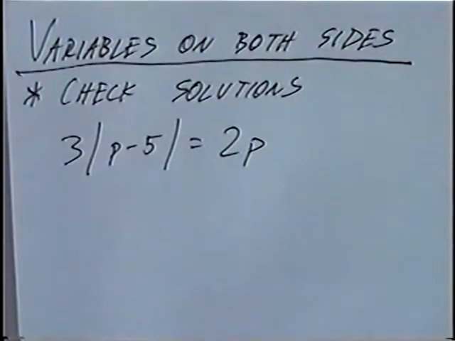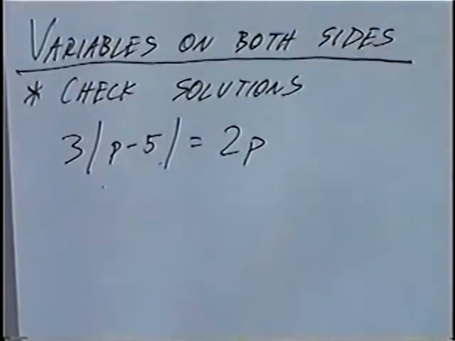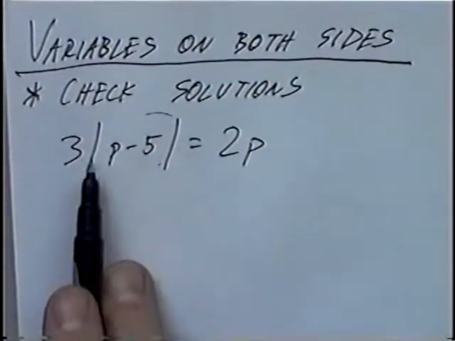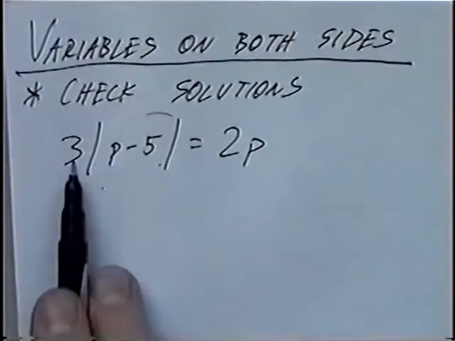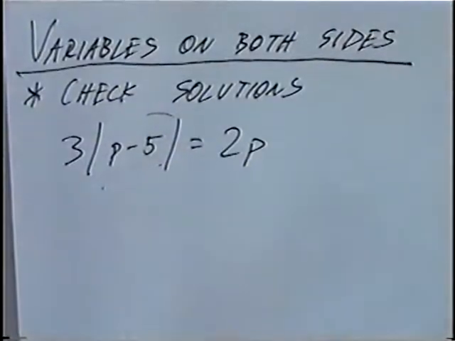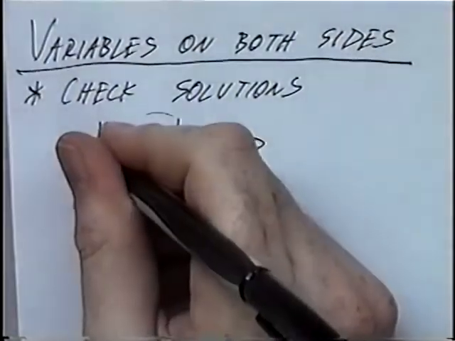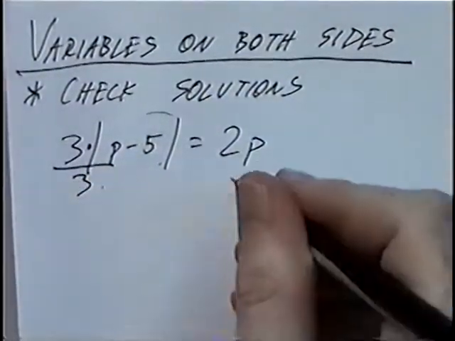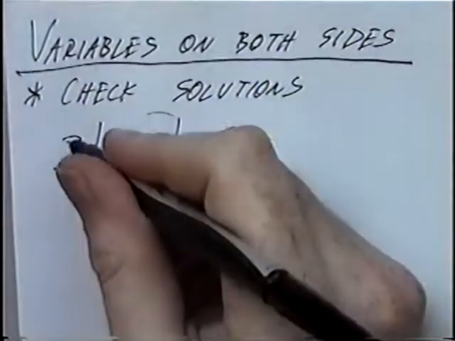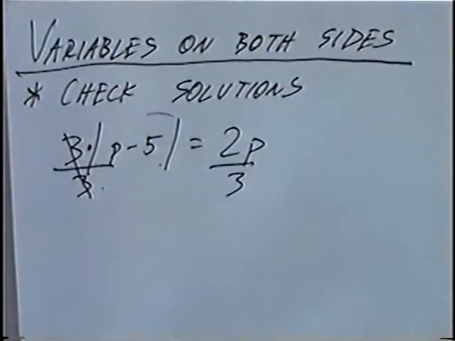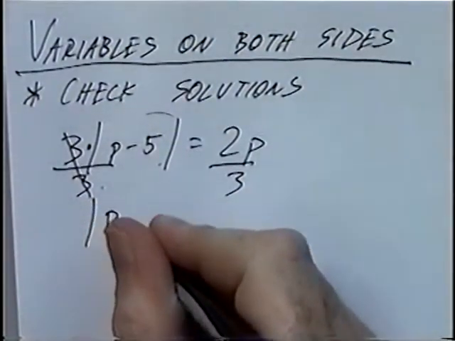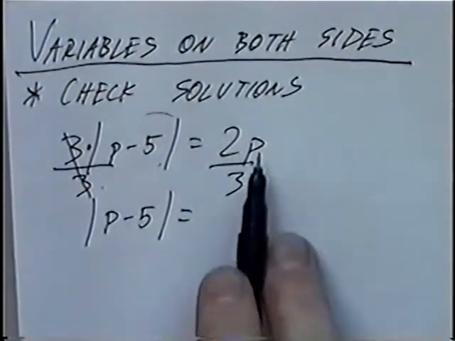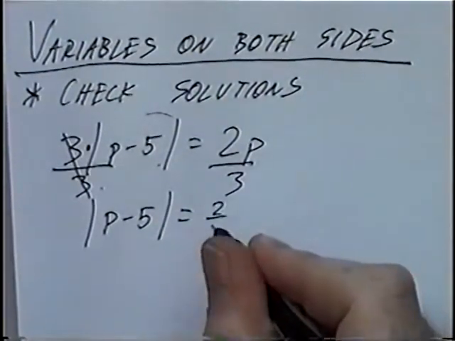Before we solve absolute value equations and have the two equations with the two possible answers, the absolute value must be isolated or by itself. So in this case, the 3, we need to move to the other side. This is 3 times the absolute value, so we can divide both sides by 3 to cancel out or move the 3 over. P minus 5 stays the same inside the absolute value, and we'll have a fraction 2/3 p.